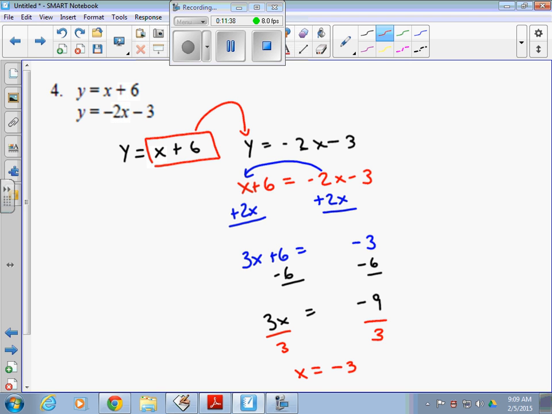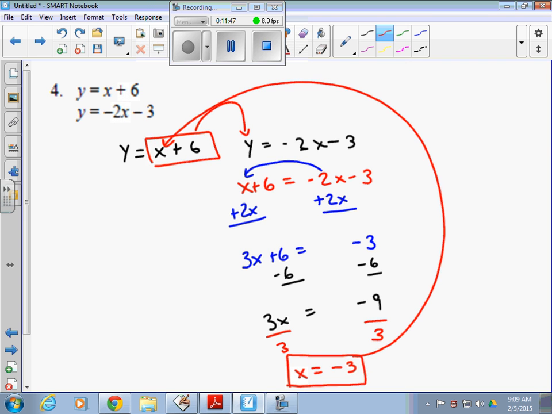9 divided by 3 is 3. You have an x value, negative 3. Take that x value, bring it back into the other equation, and plug it in right there. Y equals negative 3 plus 6.